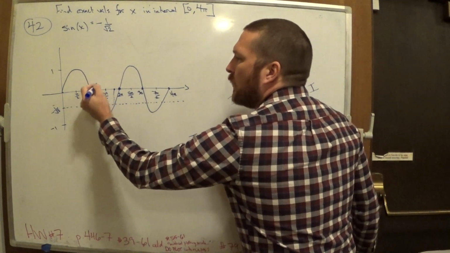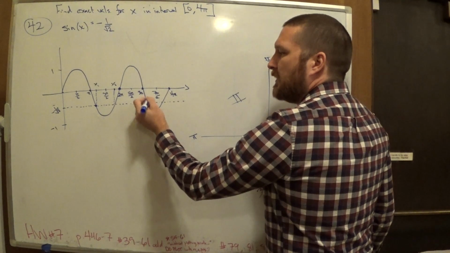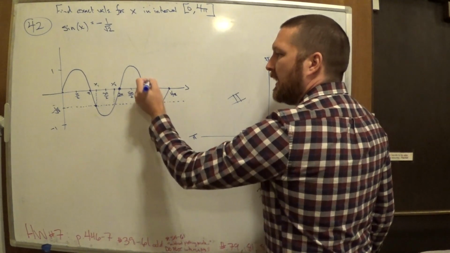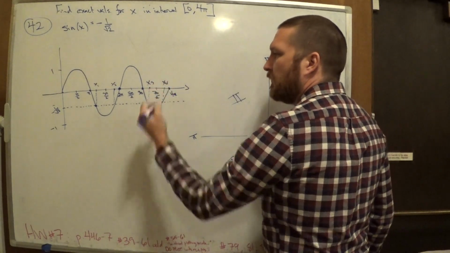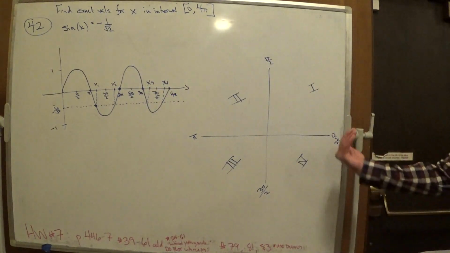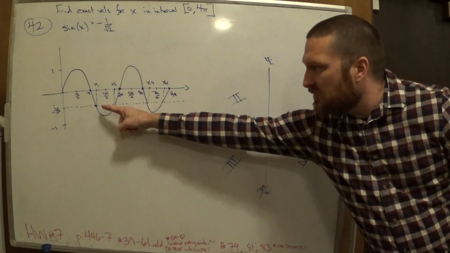So I'm going to go ahead and label these. We're going to call this one x1. We're going to call this one x2. Here's another intersection. We're going to call that x3. We're going to call this one x4. So we're looking for, you could think about it as the angle which will give us, let's start with x1.